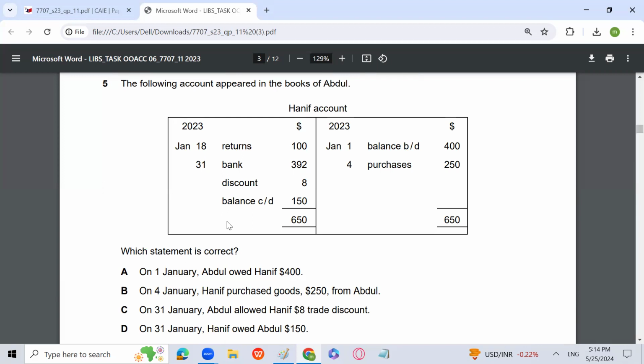Which statement is correct? Abdullah, tell us. Yes sir. Which is the correct answer? On 1st January, Abdul owed Hanif 400. On 4th January, Hanif purchased goods of 250 from Abdul. Sir, the first one is correct. First one is correct.